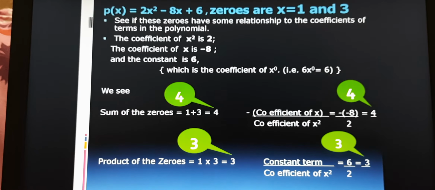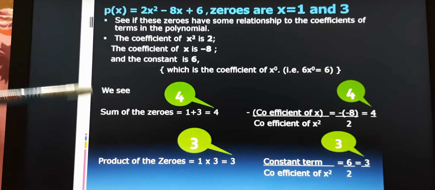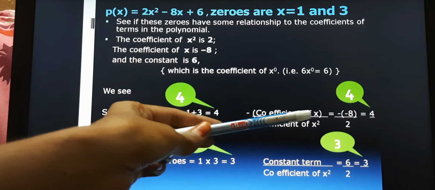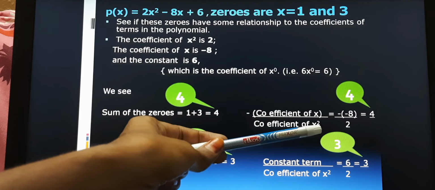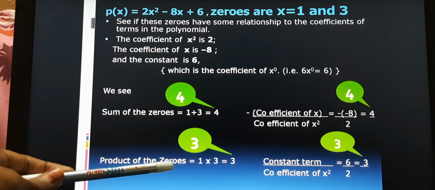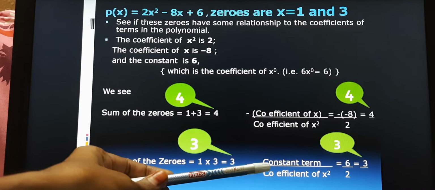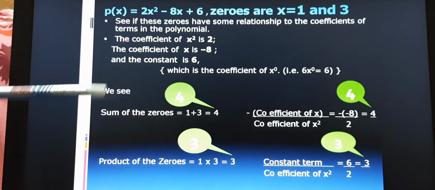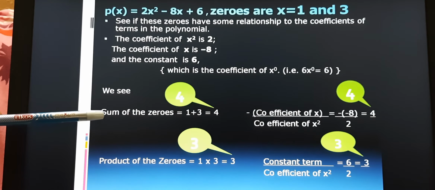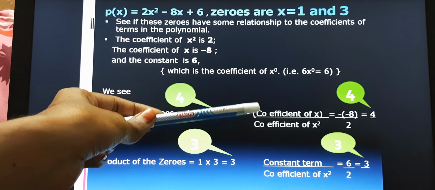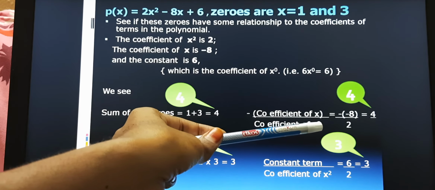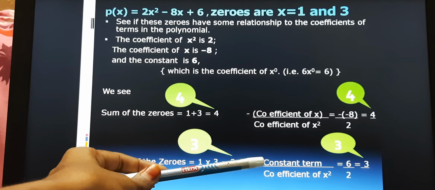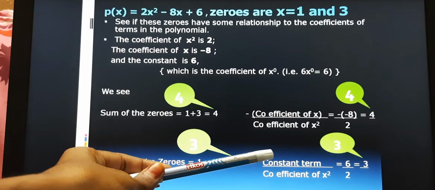Do you observe anything? Yes. The sum of zeros is equal to minus coefficient of x by coefficient of x square, and the product of the zeros is equal to the constant term divided by the coefficient of x square. Here you can see the proof. The sum of zeros is always equal to minus coefficient of x divided by coefficient of x square, and the product of the zeros is always equal to the constant term divided by the coefficient of x square.